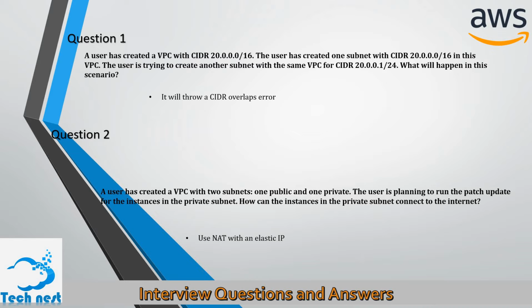Question 2. A user has created a VPC with two subnets, one public and one private. The user is planning to run the patch update for the instances in the private subnet. How can the instances in the private subnet connect to the internet? The instances in the private subnet can be connected to the internet using the elastic IP. We can purchase the elastic IP and associate it here.